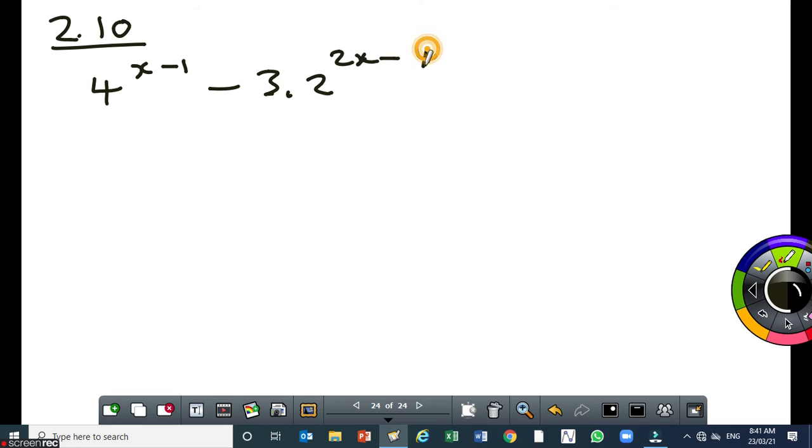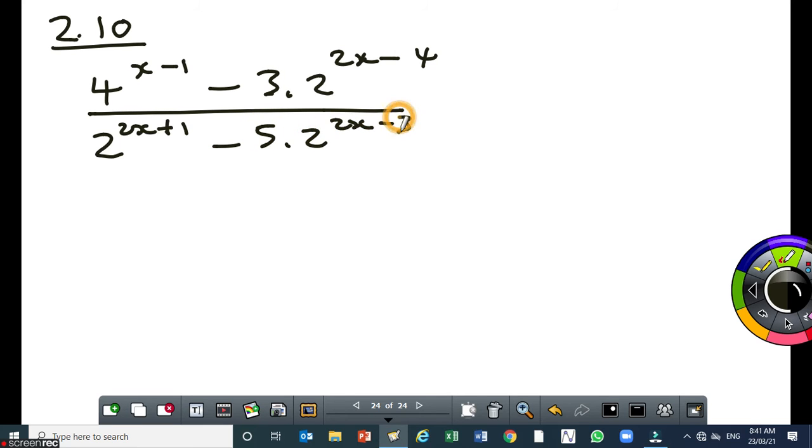Right? And the last one was 2.10. Am I right? Yes. So it's 4 raised to the power of x minus 1 minus 3 times 2 to the power of 2x minus 4 all over 2 to the power of 2x plus 1 minus 5 times 2 to the power of 2x minus 3.